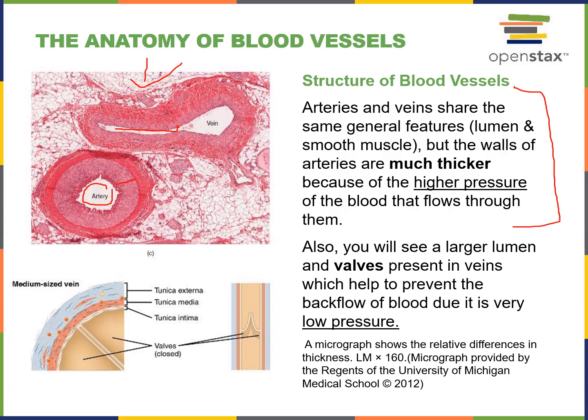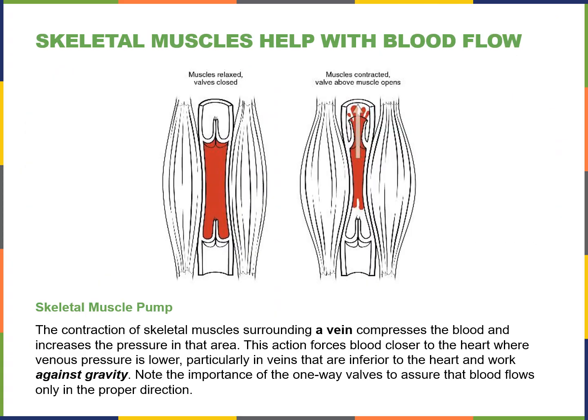Now, apart from the larger lumen in a vein, you need to remember that veins have valves which prevent backflow of blood due to the low pressure. This is what a valve would look like. And that's showing you a valve that's closed. So how do valves work? Well, on this next slide here, valves are one mechanism that help veins return blood to the heart.